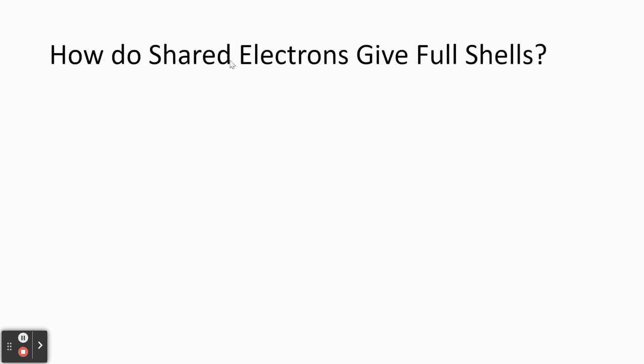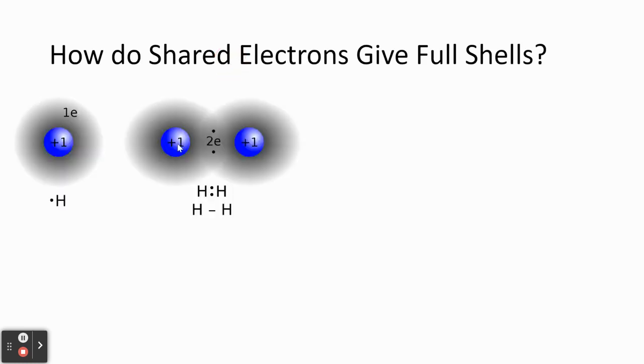How do shared electrons give full shells? So again, if we were to look at hydrogen, hydrogen has one proton in its nucleus, it has one electron outside its nucleus. It's not a stable atom by itself. But if two hydrogen atoms were to overlap their energy levels and share a pair of electrons, now both atoms have two electrons between them, and that makes them stable. It's sometimes referred to as the duet rule.